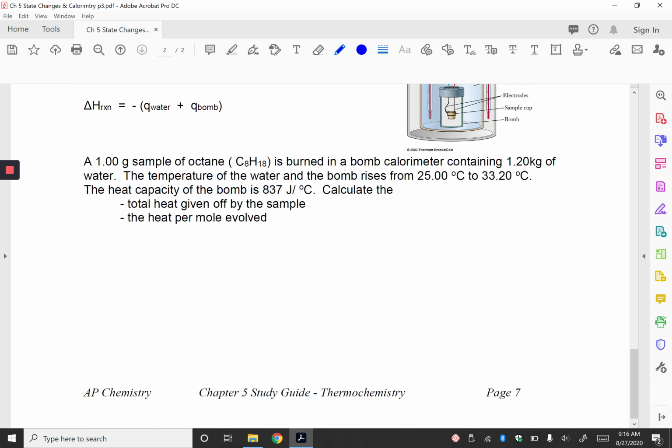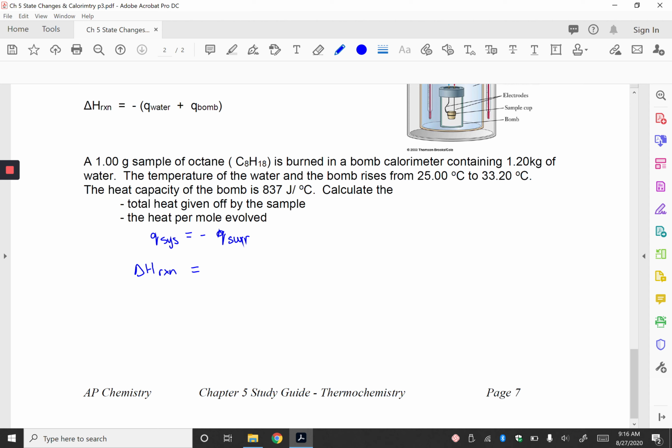So let's think about this. They say the word calorimeter in there, right? So automatically I think calorimetry problem, Q of system equals negative Q of surroundings. Then I ID, what is my system? What are my surroundings? Well, it looks like octane burning is my system. So you can write delta H of octane, you can write just delta H of reaction, you can just write delta H.